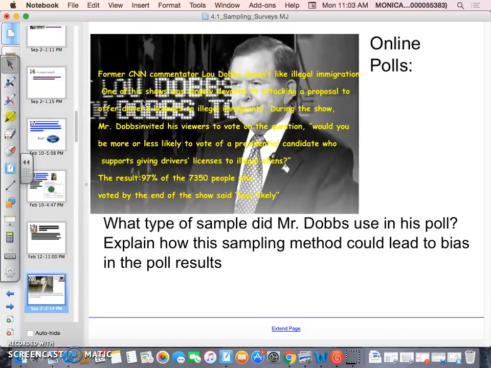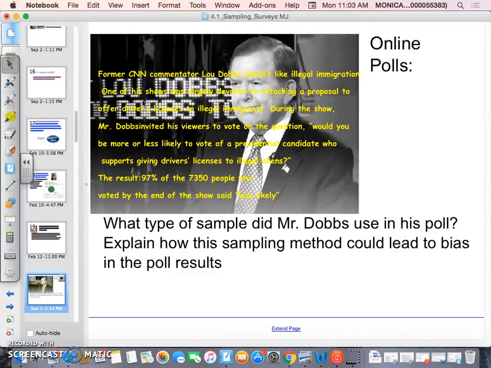This is a former CNN commentator, Lou Dobbs. He doesn't like illegal immigration. One of his shows was largely devoted to attacking the proposal to offer driver's license to illegal immigrants. And during the show, Mr. Dobbs invited his viewers to vote on the question: would you be more likely or less likely to vote for a presidential candidate who supports giving driver's license to illegal aliens? And the result was 97% voted by the end of the show less likely.